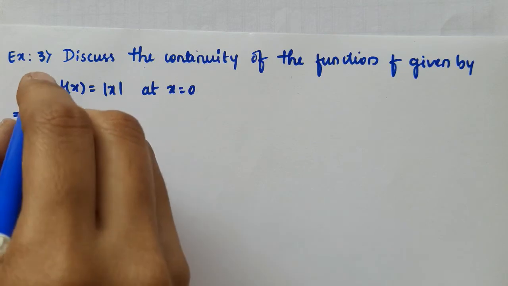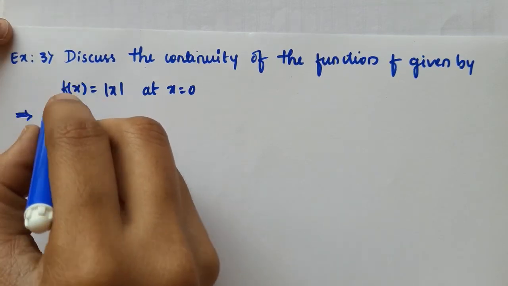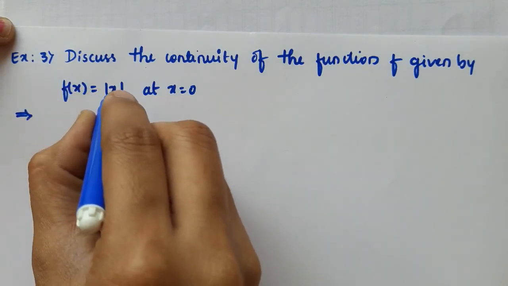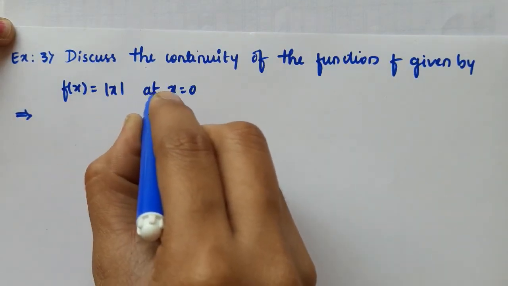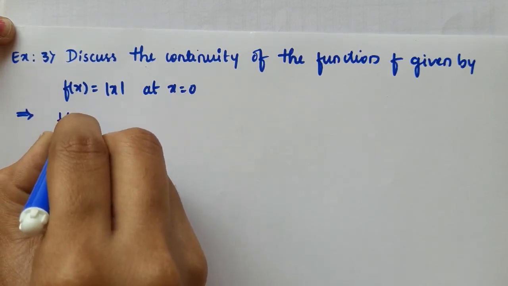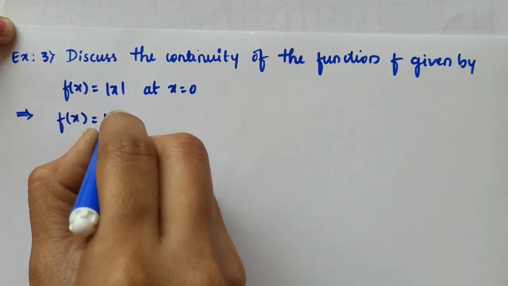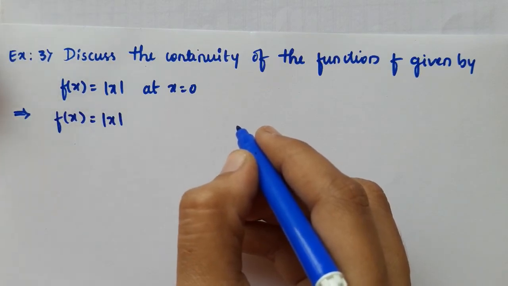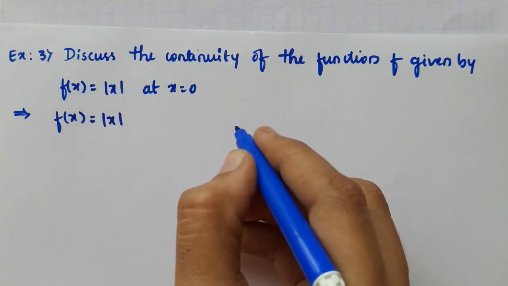Let us consider the next example, example number 3. Discuss the continuity of the function f given by f of x is equal to modulus function mod x at x is equal to 0. The given function is f of x is equal to mod x. This function is called the modulus function. This function we already discussed in PUC first year.